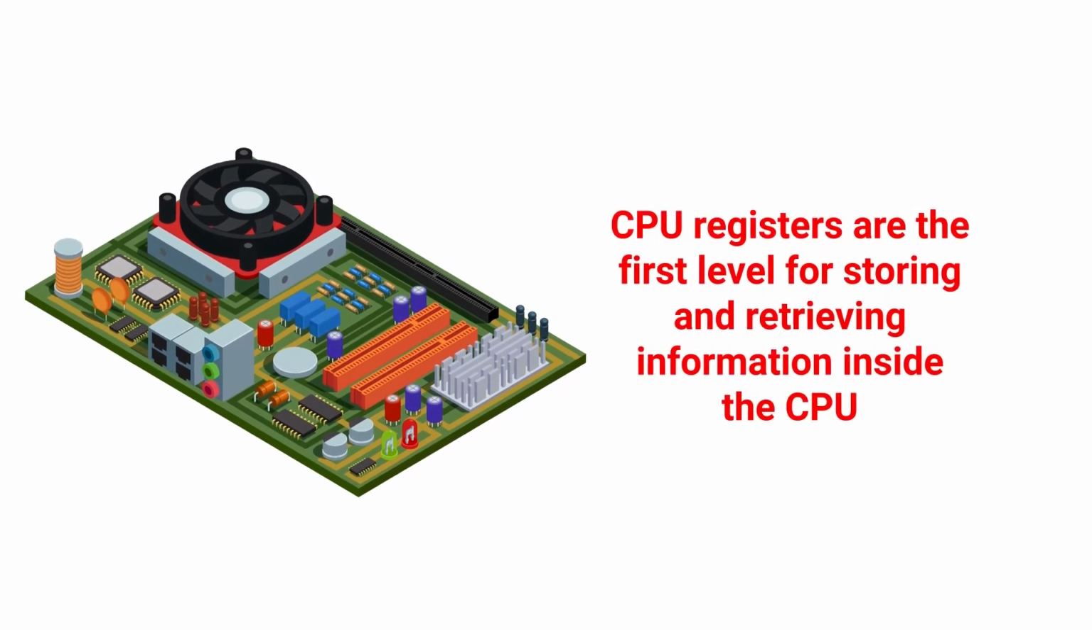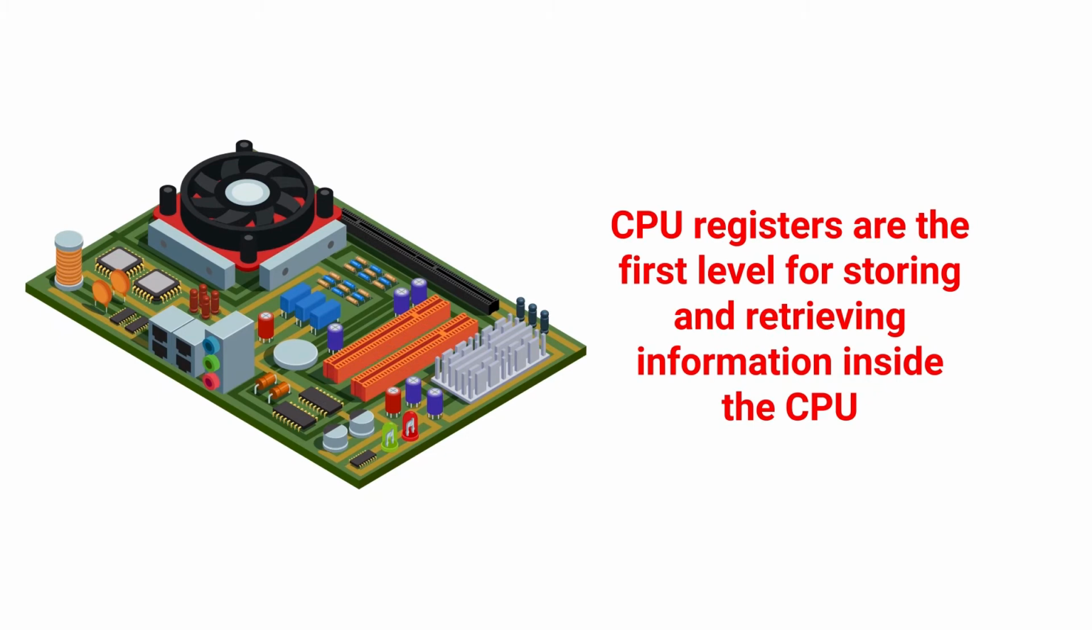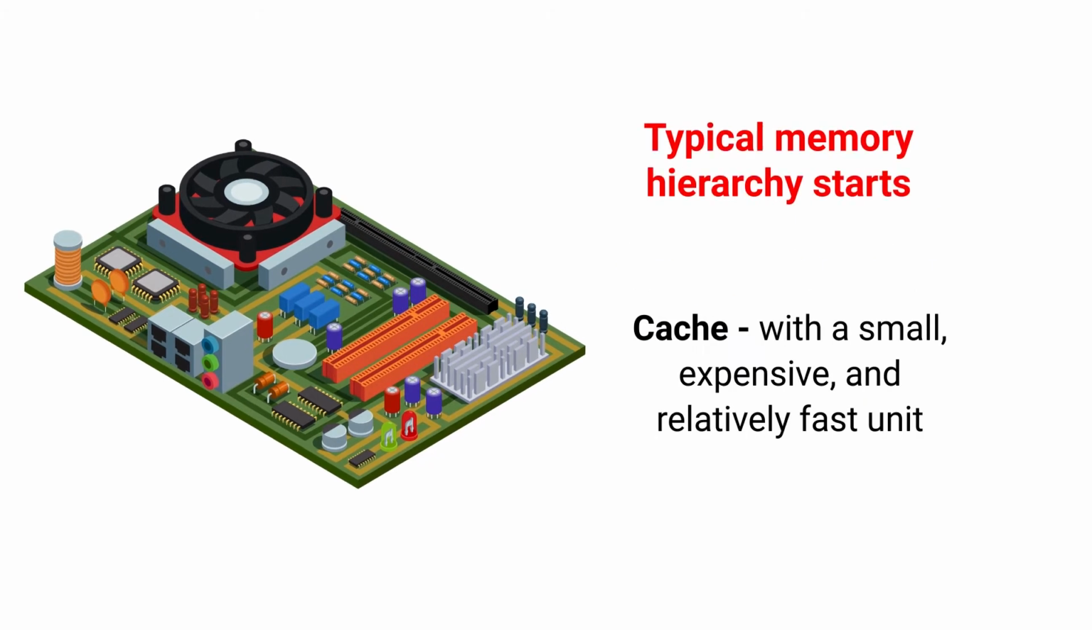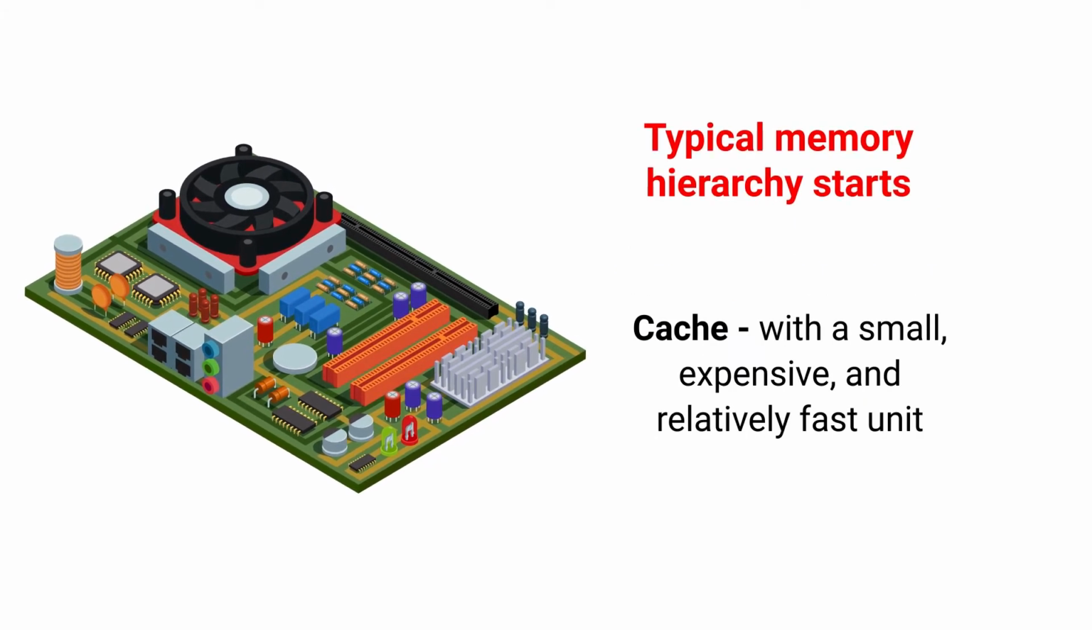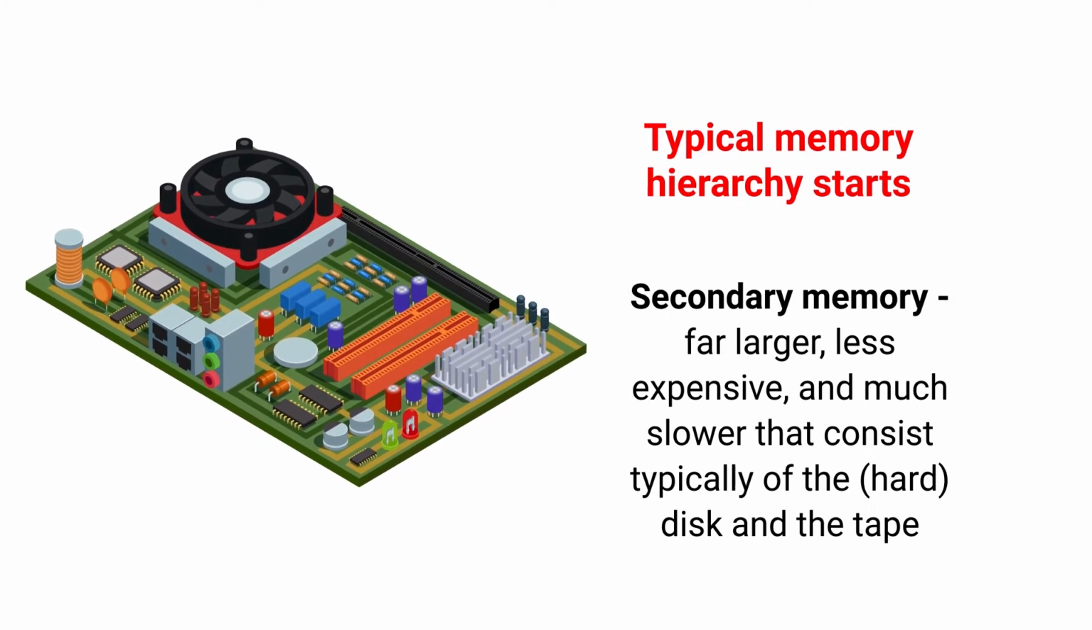Since the CPU registers are the first level for storing and retrieving information inside the CPU, the typical memory hierarchy starts after that with the cache memory, main memory and the secondary memory. There are different parameters based on which we can classify this memory hierarchy. The cache memory is small, generally a few megabytes, and it is expensive. But since it is a relatively very fast unit, the CPU first tries to access the cache memory to mitigate any speed difference between the CPU and the memory.